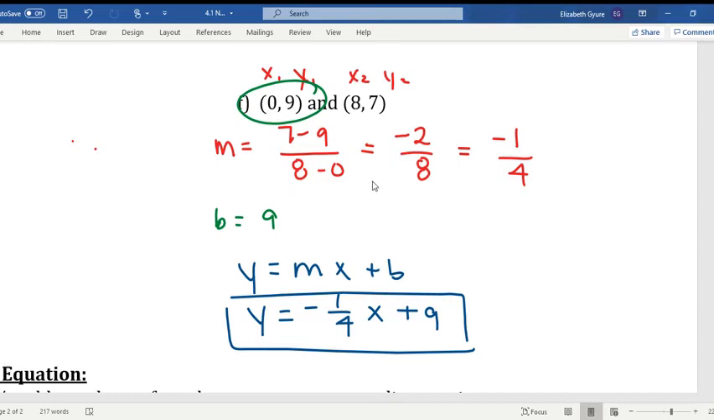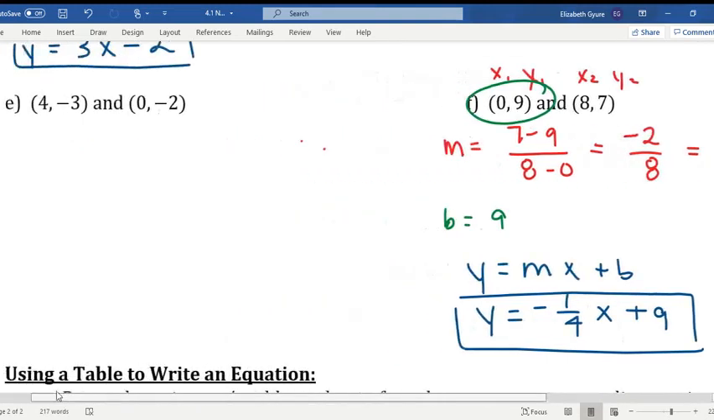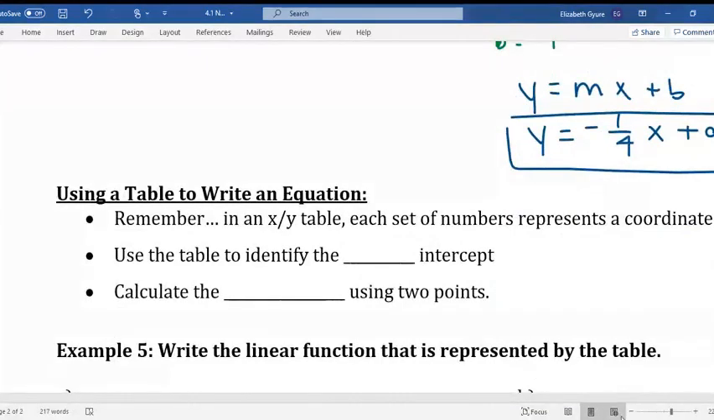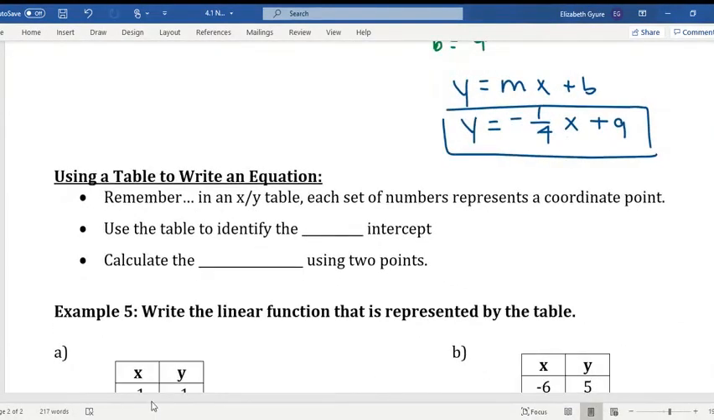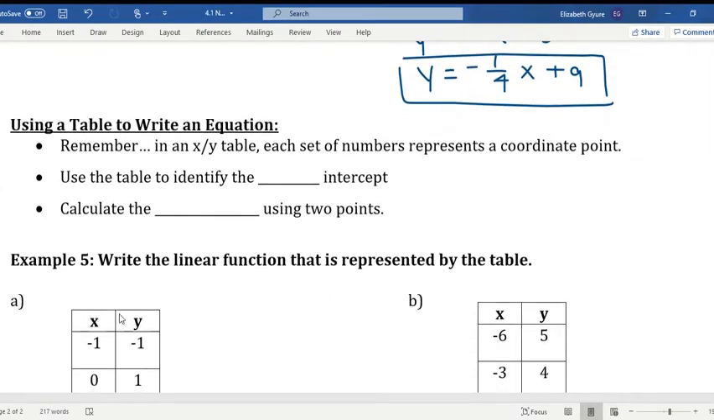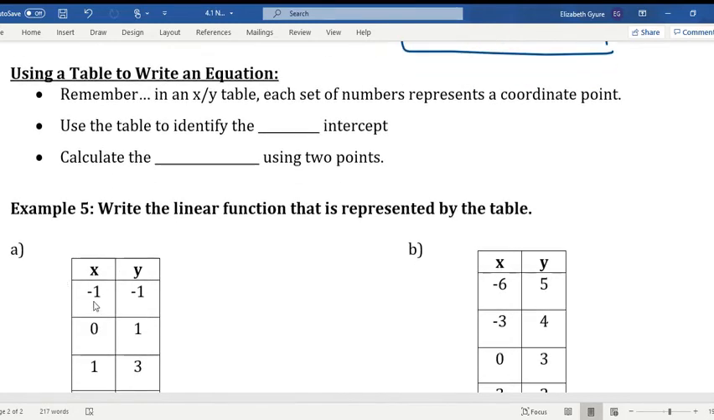Questions on that? Okay. I want to go down and look at a table one. And then I'd like to give you guys the rest of the time to do your assignment. All right, using a table to write an equation. Remember, in an XY table, each set of numbers is a coordinate point. So for example, if you look at this table, see how you have a -1 and a -1? That literally means the point -1, comma, -1. This means the point 0, comma, 1. This means the point 1, comma, 3, etc.